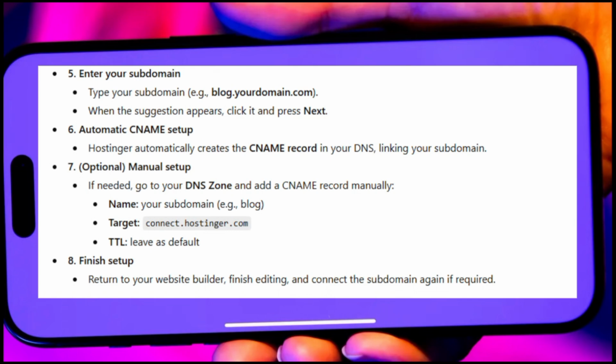Then comes automatic CNAME setup. Hostinger automatically creates the CNAME record in your DNS, linking your subdomain. You also have an optional feature, which is manual setup. If needed, go to your DNS zone and add a CNAME record manually. You just have to add your name, then your subdomain name, target, and TTL.